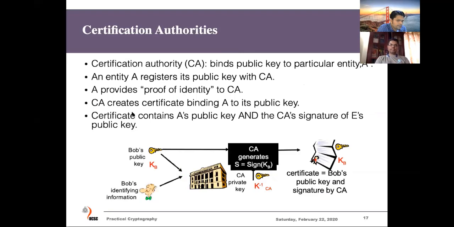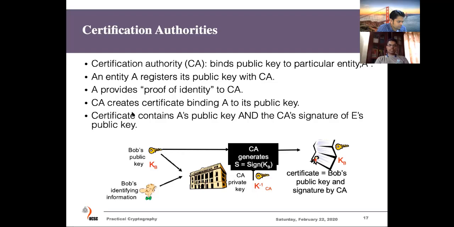Let's discuss the scenario. Certification authority. So certification authorities are basically the organizations which bind a public key to a particular user or entity, that means a web server or an end user. Any entity can register with the certification authority, provide proof that he is A or B or a web server, and request certification of his public key. Obviously, the entity has to submit his public key.